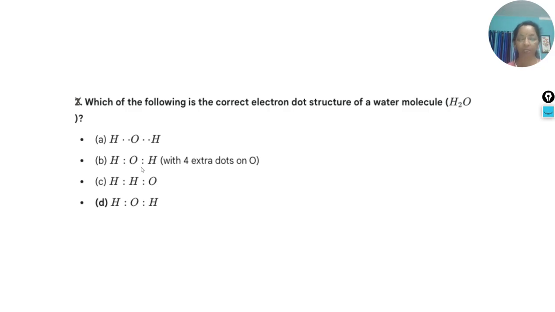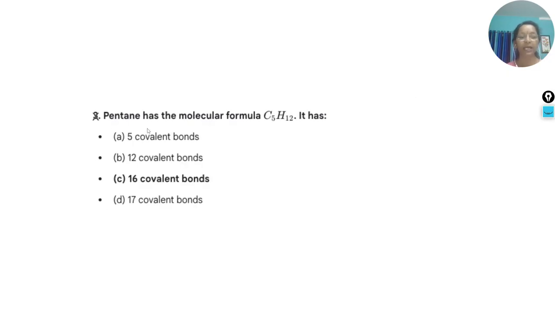Option B, HOH with O having 8 electrons. O is having 8 electrons only in this case. The correct answer is option B. Then pentane has the molecular formula C5H12. How many covalent bonds does it have? 5 carbon atoms should have 4 bonds linking between carbons, then 12 hydrogen atoms are there. So 4 plus 12, it should be 16 covalent bonds in the case of pentane.